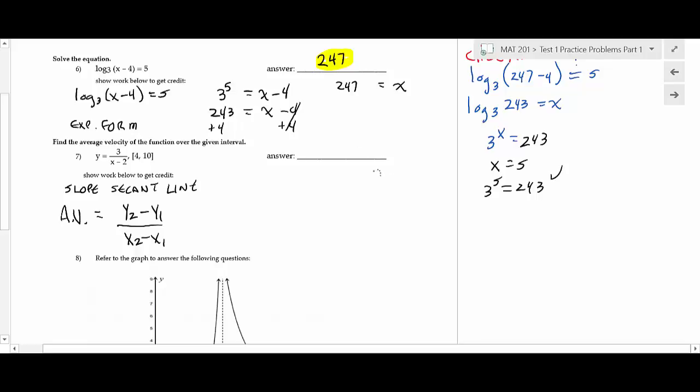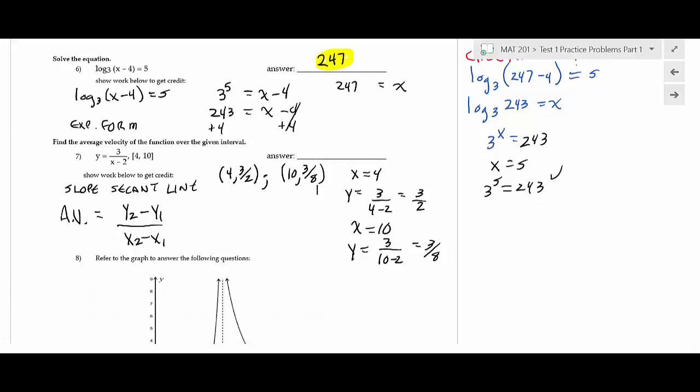So what I'm going to do at the side is work with x equals 4 and just evaluate. I have y equals 3 over 4 minus 2. So that's going to be 3 over 2. What that means is we get a point: x is 4, y is 3/2. We've got to establish 2 points. Then I'm going to take the 10. So if x is equal to 10, I'll have y equals 3 over 10 minus 2. That's going to be 3/8. So that establishes that when x is 10, y is 3/8. You've got to start by getting 2 points.